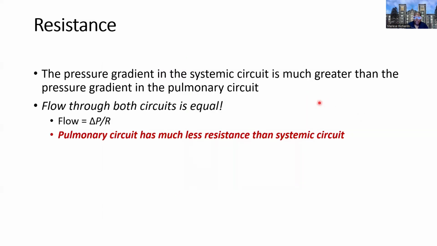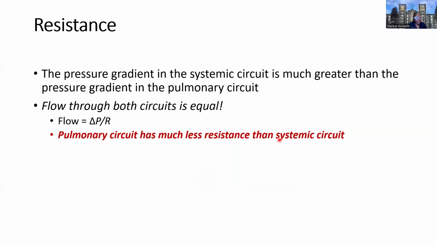Now, as I mentioned earlier, the pressure gradient in the systemic circuit is greater than that in the pulmonary circuit. However, the pulmonary circuit has less resistance than we see in the systemic circuit. So overall, they both balance out, and the flow rate, the flow encountered through both of those circuits, winds up being the exact same.